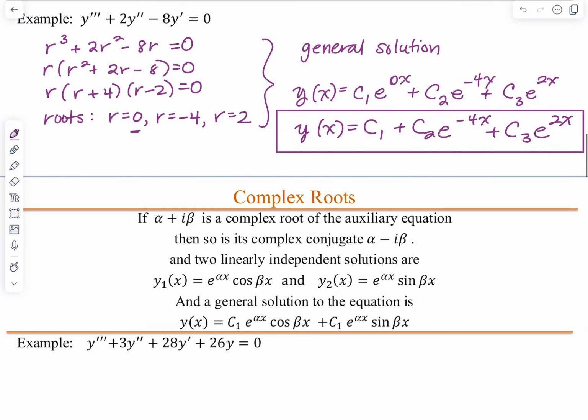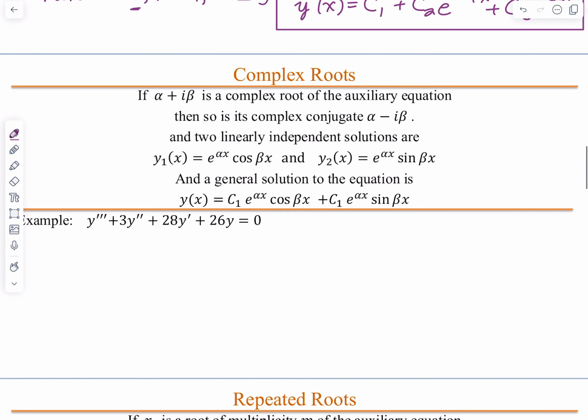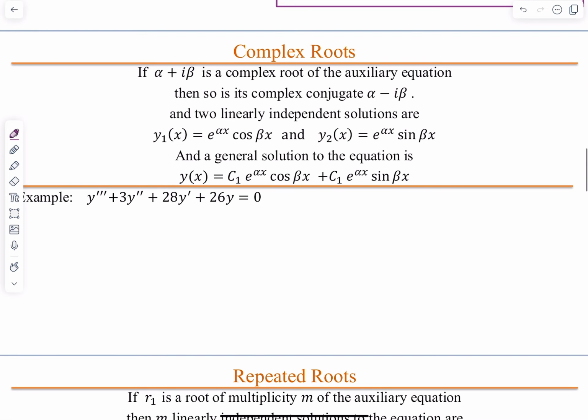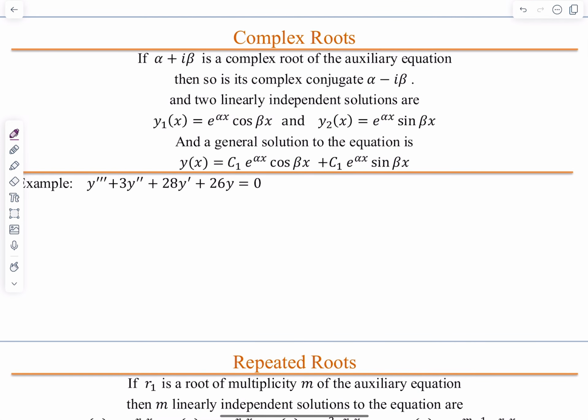Let's now look at the case when we have complex roots. So if alpha plus i beta is a complex root of the auxiliary equation, then of course we also have the complex conjugate alpha minus i beta is also a root. Now we have two linearly independent solutions. These are y sub 1 of x equals e to the alpha x cosine beta x. And we have y2 of x equals e to the alpha x sine of beta x. And here's our general solution.